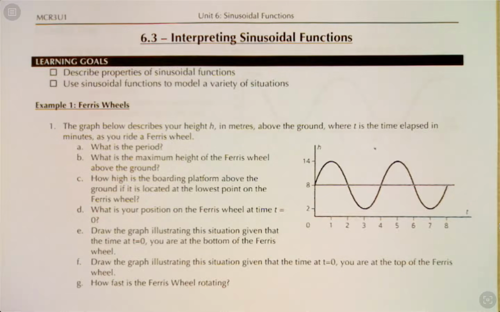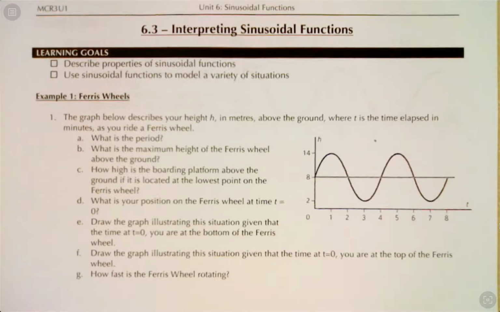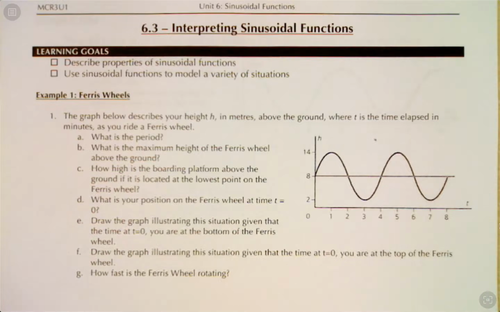All of them that we will be presented with will be graphs, and we're going to interpret some characteristics off of the graph. Mainly we'll be looking at the characteristics, and then we'll extend to some characteristics that we saw in previous units. But we'll relate it all back to what the relationship actually is. So we'll take those key things like period, and we'll relate it back to what the relationship actually is in terms of if it's a Ferris wheel, height and time, for example. So let's get started. Example 1 is a Ferris wheel question.